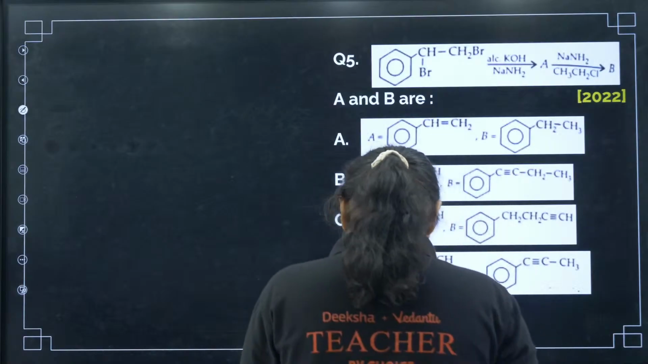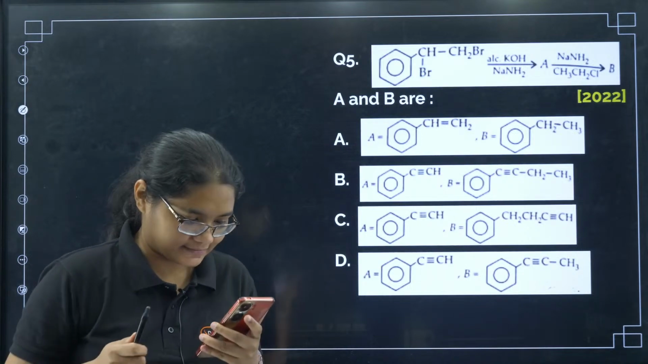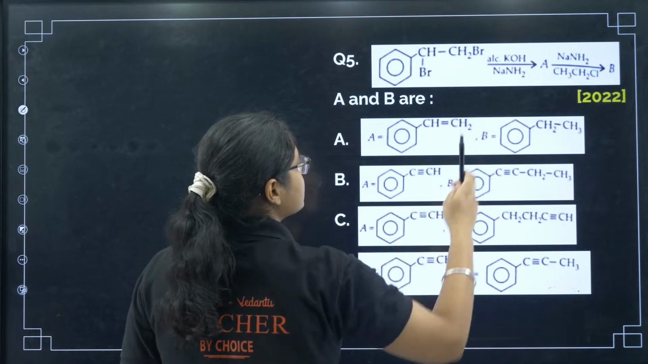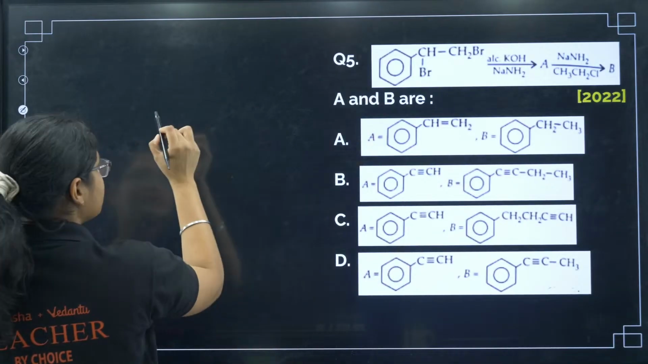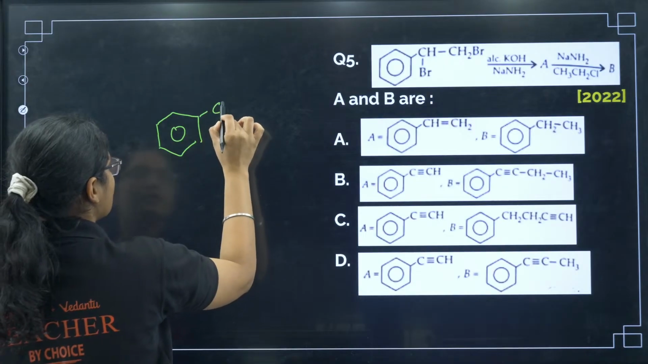Okay, I hope the visibility is now better. Yes, so what will happen here? First, alcoholic KOH and NaNH2. It will remove HBr and HBr. So you will get one alkene here.